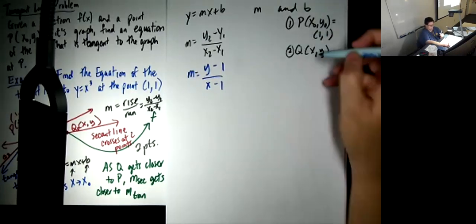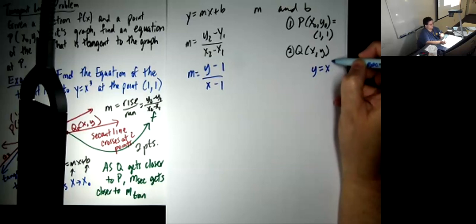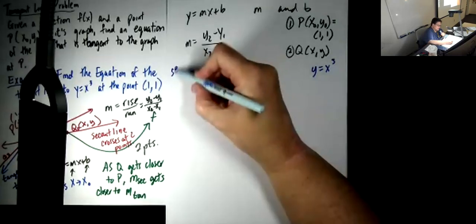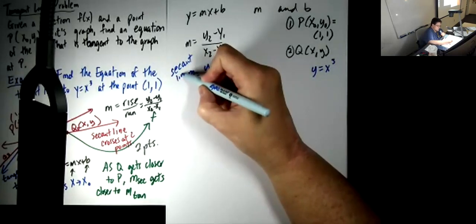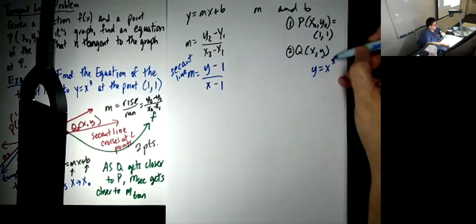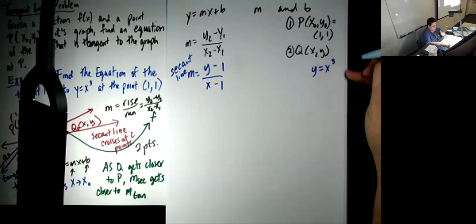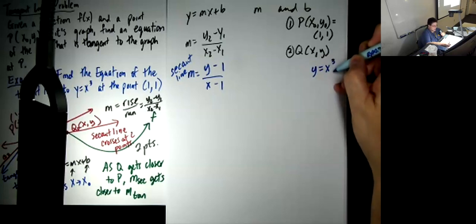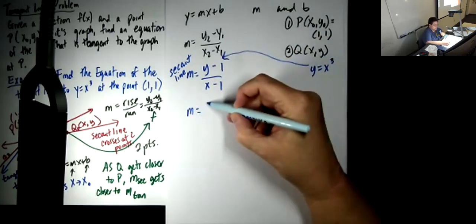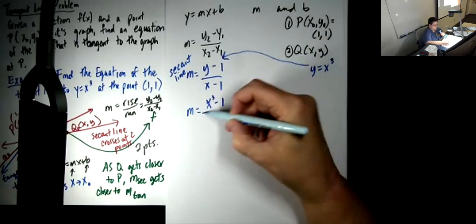And recall, we're working with the curve y equals x cubed. This is the secant line, remember? Secant line right here. A secant line has 2 points. I know everywhere on the graph, y actually equals x cubed. I'm going to substitute that in. m is now x cubed minus 1 over x minus 1.